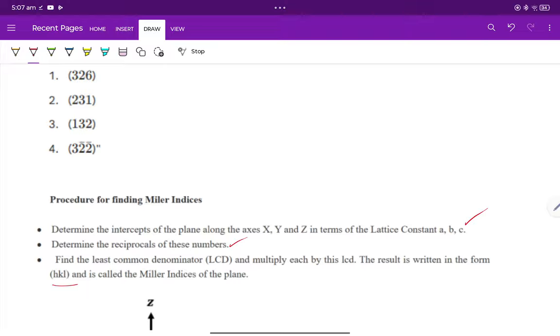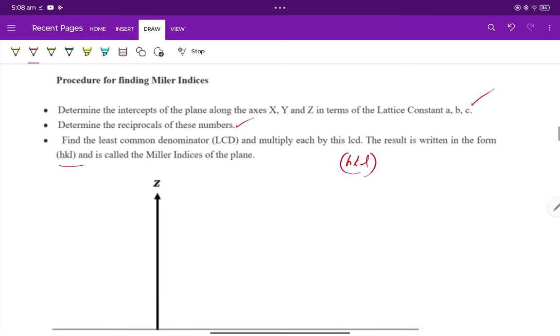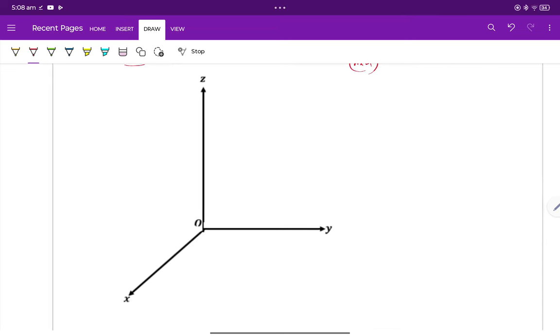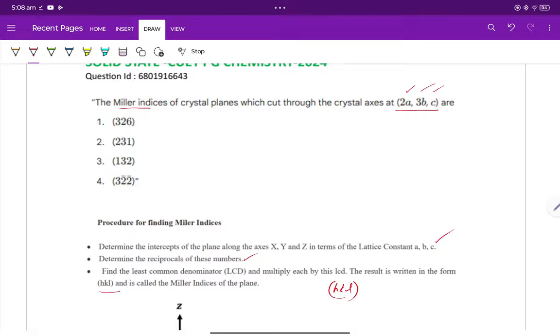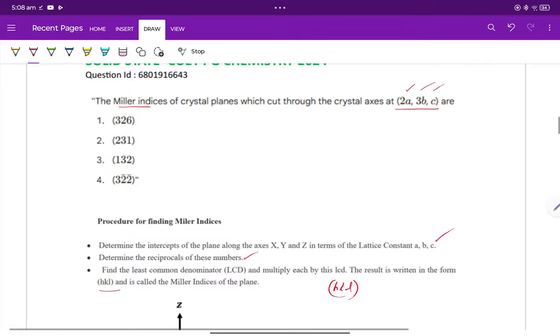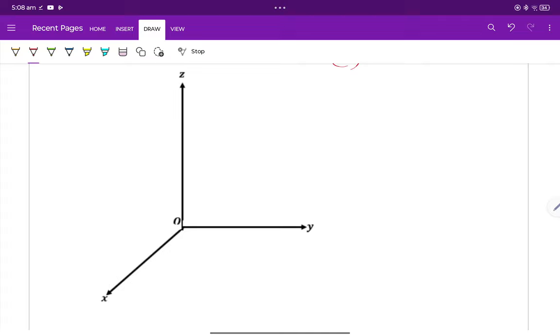So you are asked to determine the Miller indices, which will be written in the form of HKL, from the crystal axis. The crystal axis are given as 2A, 3B, and C. Actually, this information is not needed for this particular problem, but let us have a clear understanding. 2A is in the x dimension.